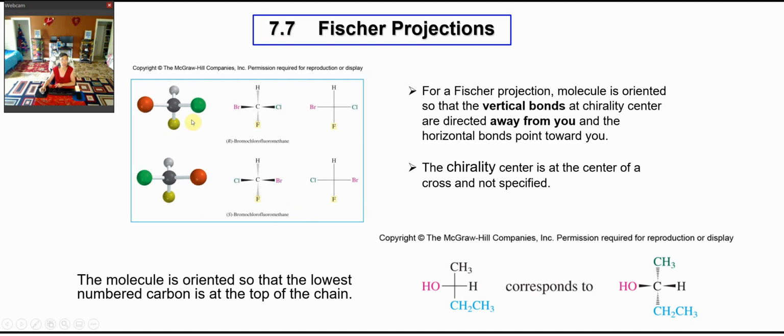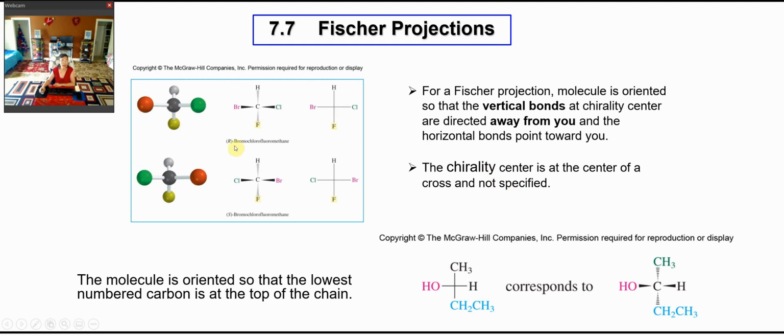So again, let's take a look at this molecule called bromochlorofluoromethane. So this is the absolute configuration of these 2 different types, R and S configurations. And then you are going to convert this configuration into a Fischer projection. So here is your rule. For a Fischer projection, the molecule is oriented so that the vertical bonds at the chiral center are directed away from you. And the horizontal bonds are pointing towards you. So the chiral center is the center of the cross, which you are not going to specify. So this cross is your chiral carbon center. You don't have to specify it.